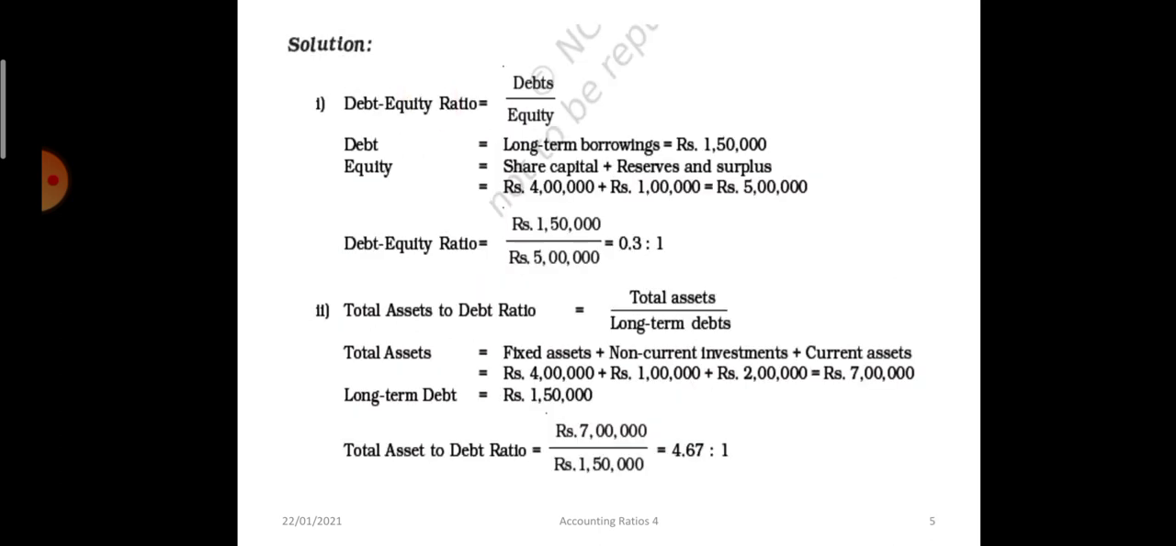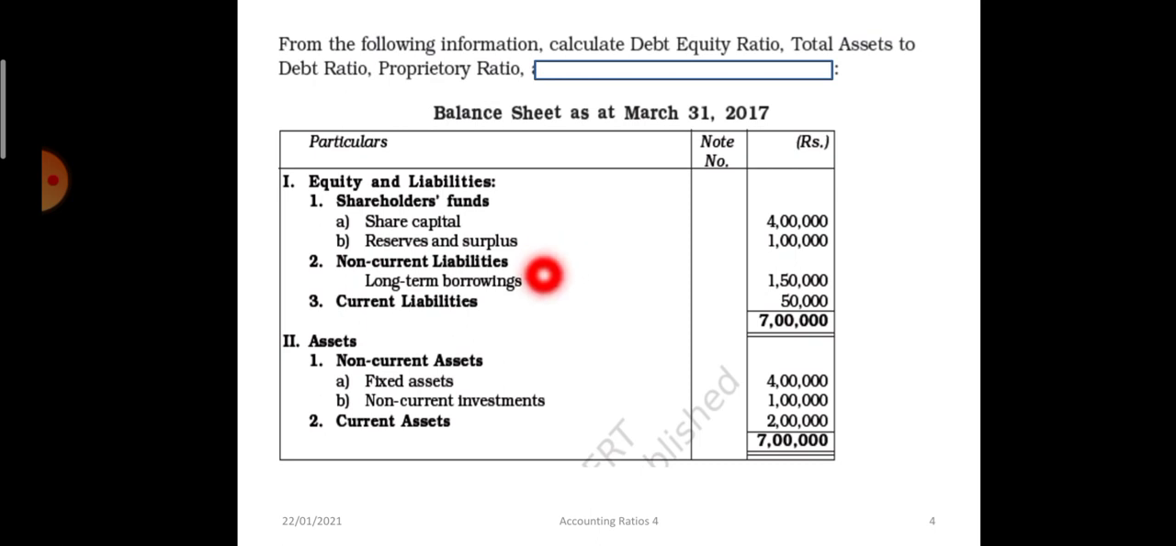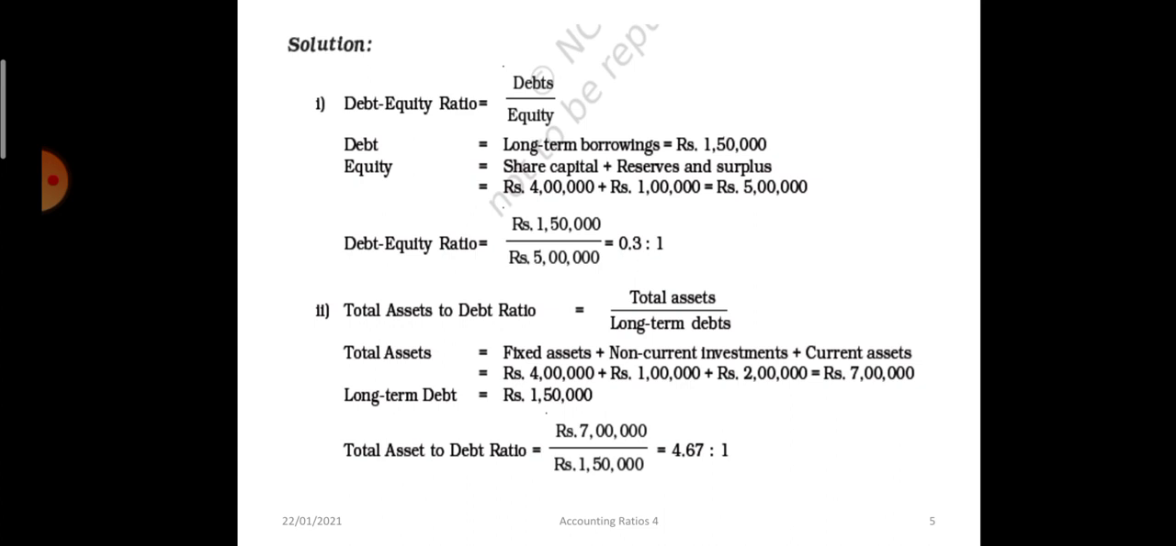Debt equity, as per the question, debt is 1,50,000 and equity is 5 lakh rupees. Long-term borrowing 1,50,000, equity share capital plus reserves 5 lakh rupees. So the ratio is 0.3:1.